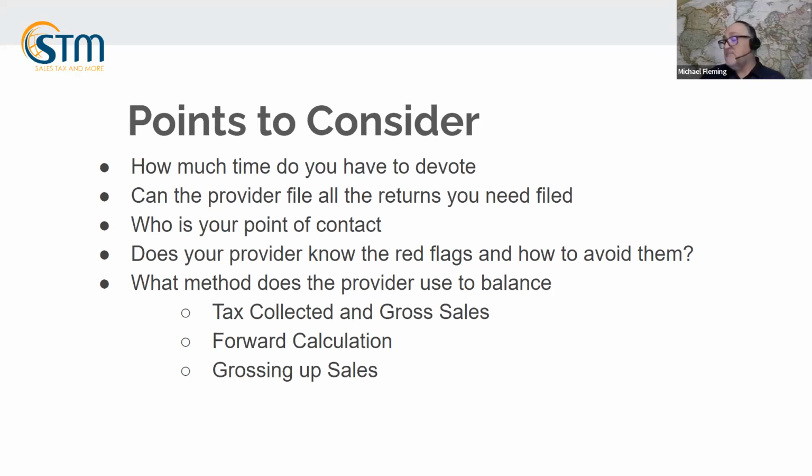TaxStar, what they used to do is, and I'm not sure if they're doing this still, they would do a forward calculation. So they didn't really look at what you collected. They said, here's what you should have collected. And all of a sudden, a lot of their customers said, hey, why did we submit an extra $10,000 worth of tax this year? Well, that's because TaxStar ignored what you were doing and told you you needed to remit this much. So it's really important: what method does the provider use to balance?